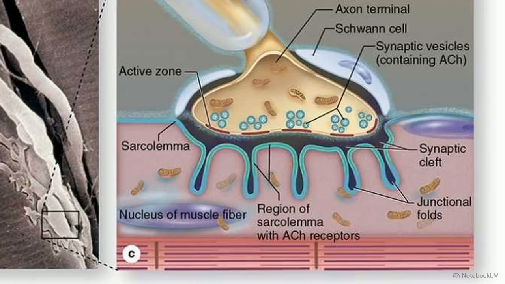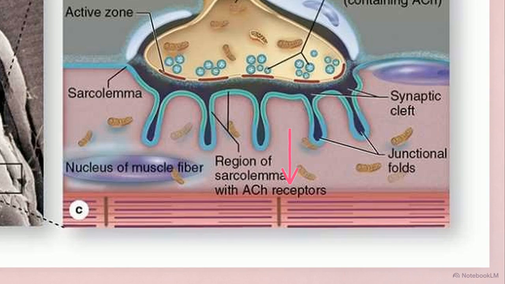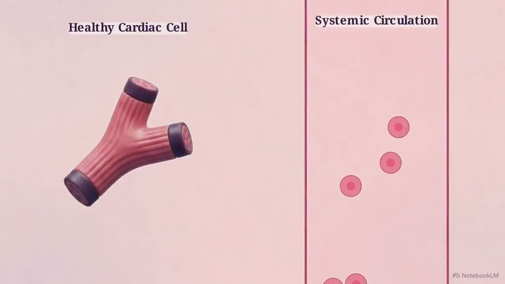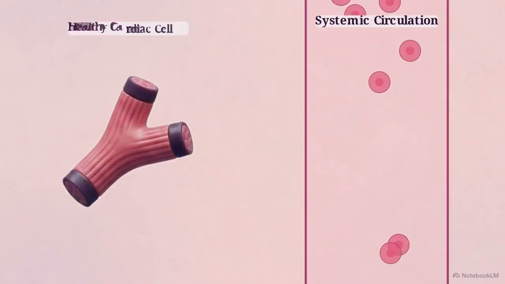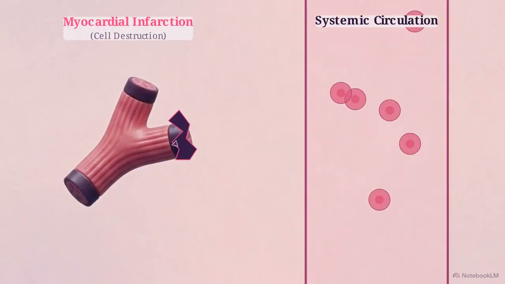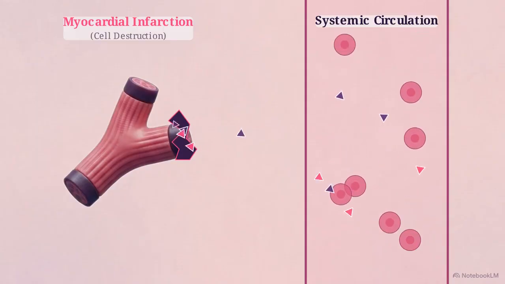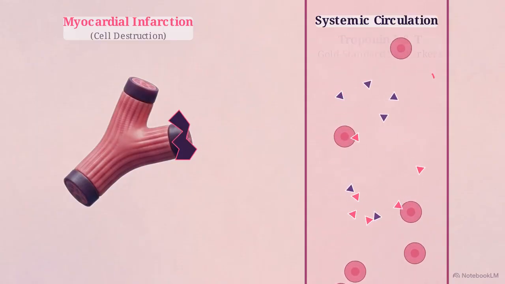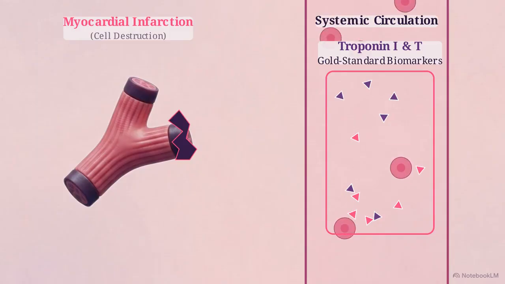When ATP production stops after death, myosin heads cannot detach from actin, permanently locking the sarcomeres in a rigid state. Myasthenia gravis is an autoimmune condition where antibodies destroy acetylcholine receptors on the junctional folds of the sarcolemma. This cripples the neuromuscular junction, preventing the signal for contraction from reaching the myofibrils. In the case of a myocardial infarction, the destruction of cardiac cells causes unique sarcomere proteins, troponin I and troponin T, to leak into the blood. These serve as the gold standard biomarkers for diagnosing heart attacks.